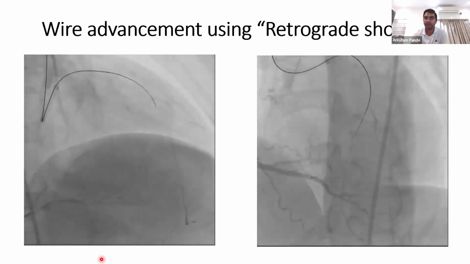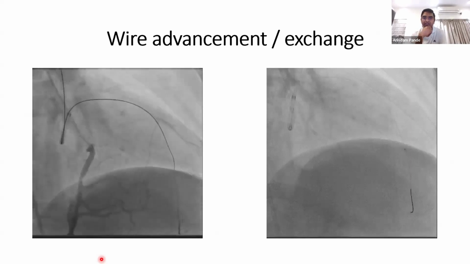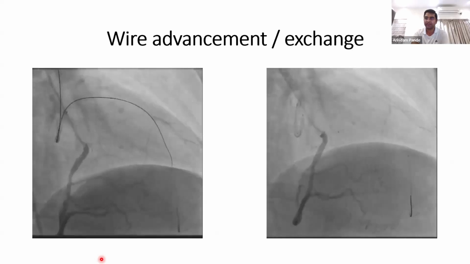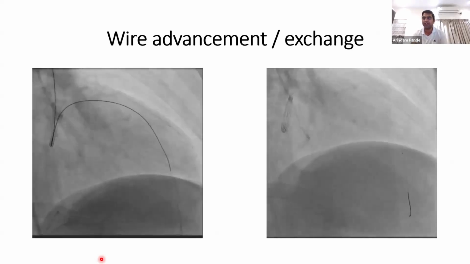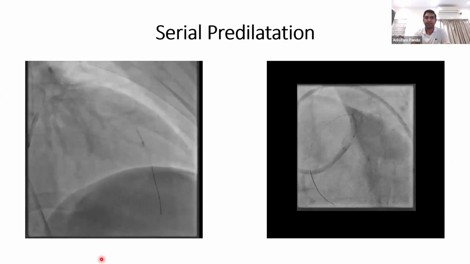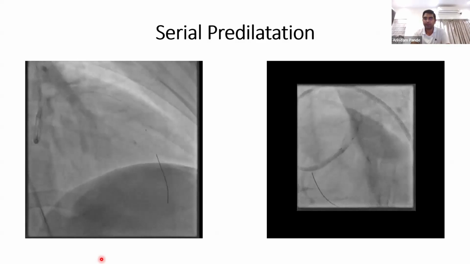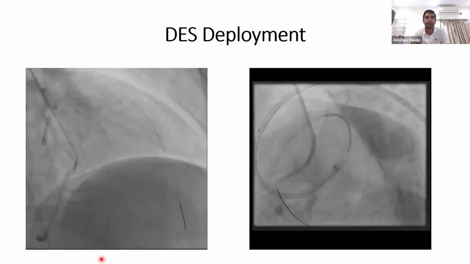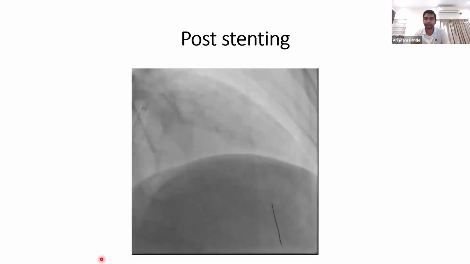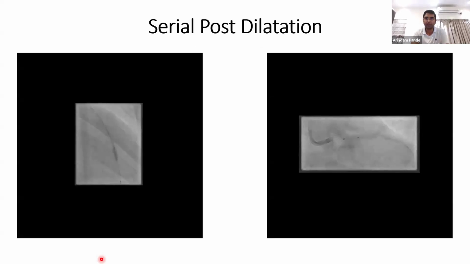With the Fielder XT wire, we withdrew it, did some maneuvers, and ultimately we could reach the distal segment of the LAD. It was a very big type 3 LAD. Then we exchanged the Fielder XT wire with our standard workhorse Runthrough Blue wire. Then it was the usual steps: serial predilatation, initially with a small balloon, then with a larger balloon, then deployment of 2 drug-eluting stents. And this was the result. So, serial post-dilatation.